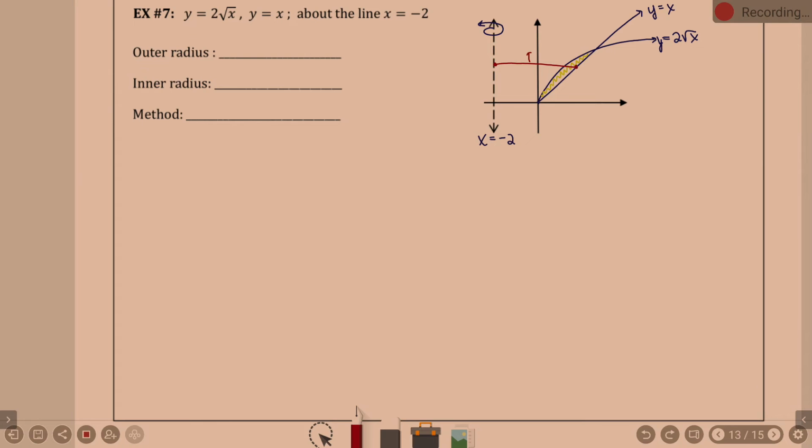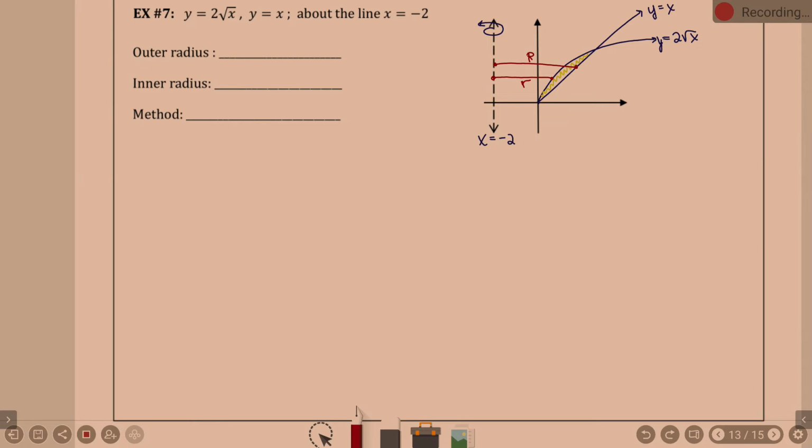Outer radius, or big R, goes from the outside to the axis of rotation. Little r goes from the inside. And what should we probably talk about before we set up our outer and inner radius?